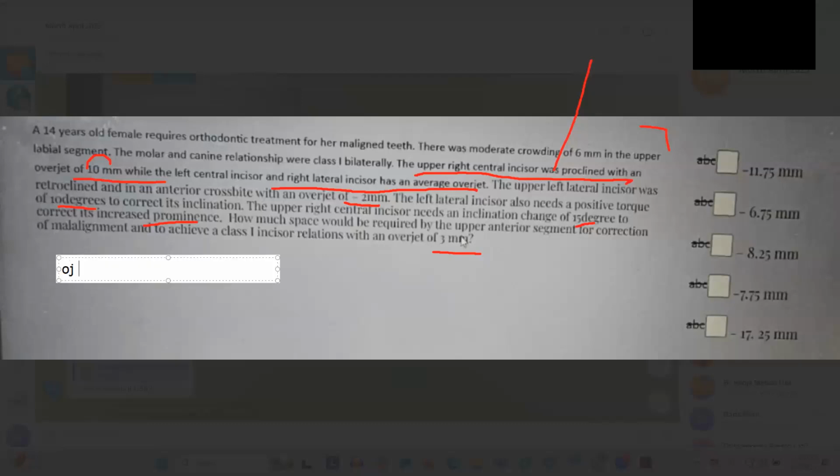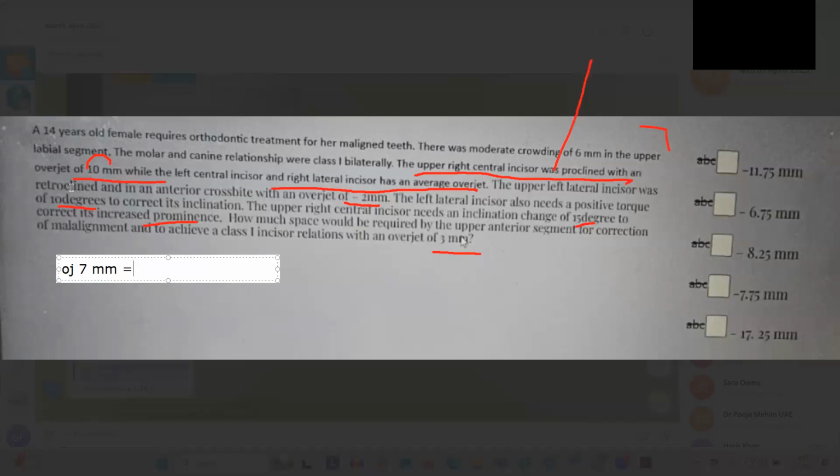OJET 7 millimeter change. Okay, 7 millimeter. For one single tooth, sir. So what is the OJET change for 4 incisors if it's 7 millimeter? It's 14. We need 14 millimeter space. And because it's one single tooth, how much? You divide it by 4.